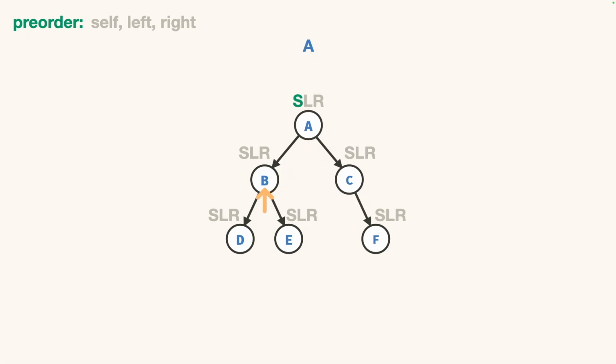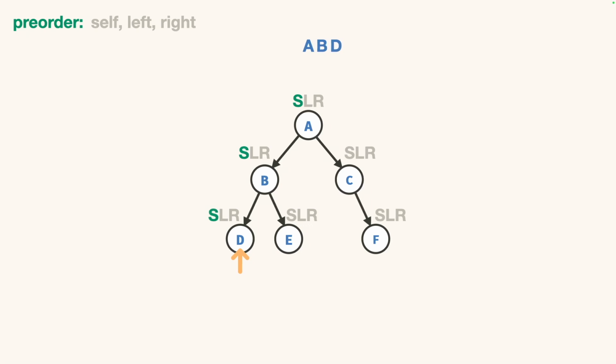Now I'm at this B node, I need to evaluate my steps recursively. So B can go ahead and process itself. So I add B into my main list there. At this point, I want to go to the left of the B. So I get down to the D node. D is ready to process itself. So I go ahead and add that into my output.